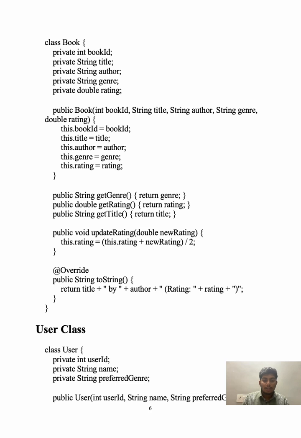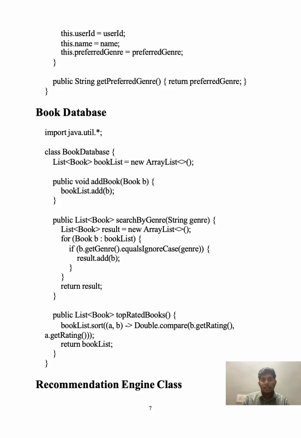The User class contains user ID, where the user creates a new account and gets a user ID, and can also create a name and search for their preferred genre in the engine. So the next one is the Book Database.